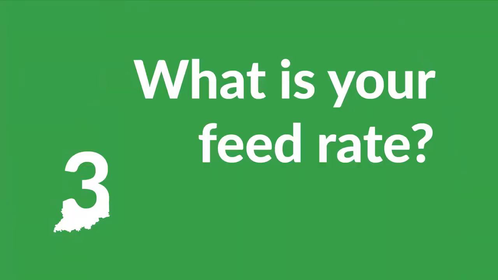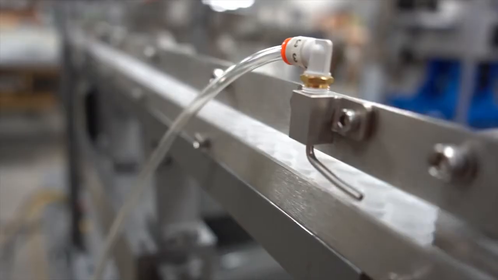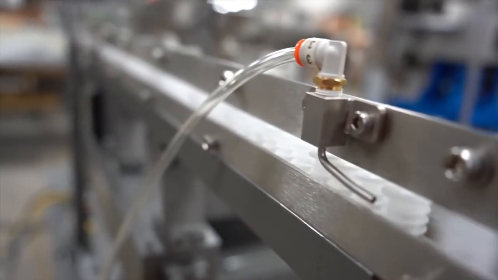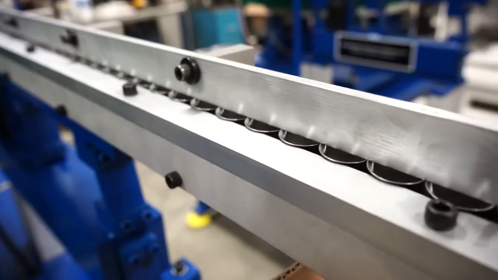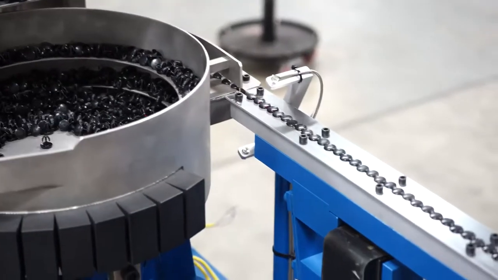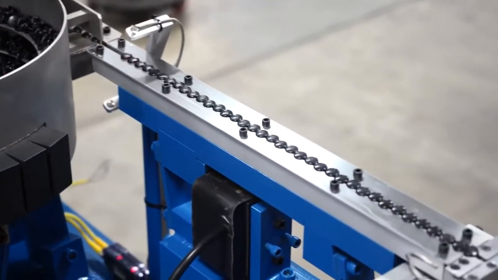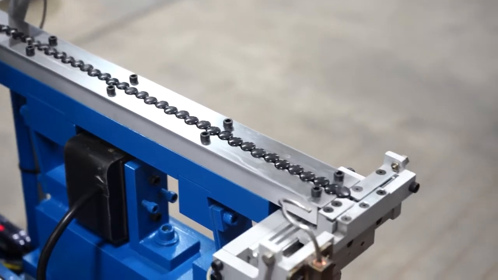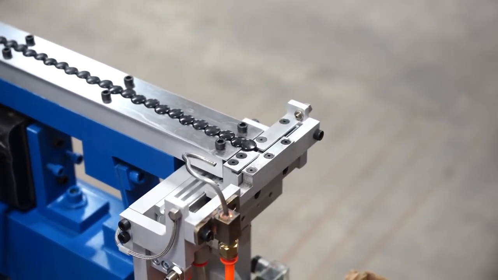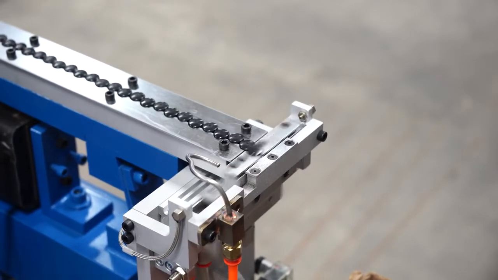3. What is your feed rate? The feed rate is the rate of part output your assembly machine requires to run effectively. When designing your feeder, our goal is to produce a rate to exceed your rate requirements as a buffer. If you determine your system needs to process 100 parts per minute, we need to design a feeder that feeds 120 parts per minute to overcome any potential interruptions and allow your system to run at its highest potential.